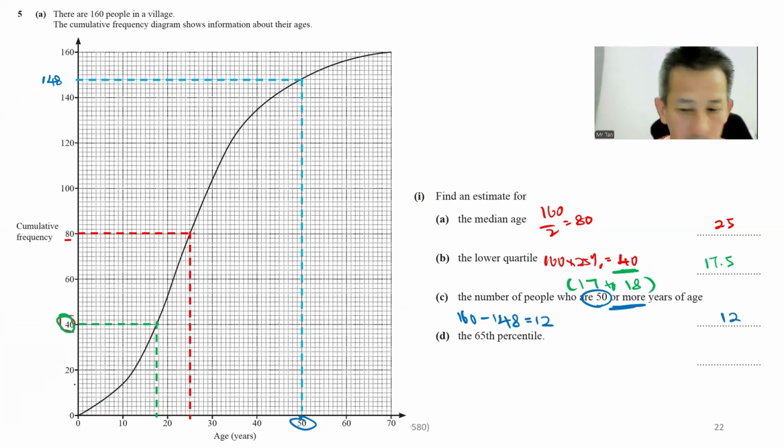Okay, next. The 65th percentile. So it's 65%, you times 160. You should get 104. So 104 over here. When you take the value, you should get 30.